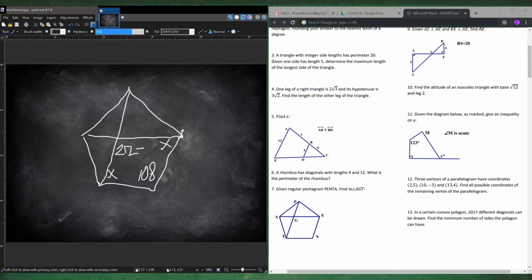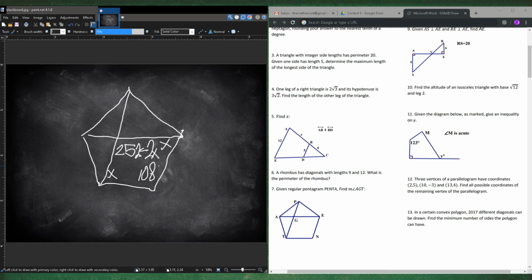And then that's 252 minus 2x. Sorry, it's really hard to write really small in here, so please bear with it. Because all these angles add up: 252 plus 108 gets 360, and the minus 2x plus the 2x plus the x here makes 360. So that's true.